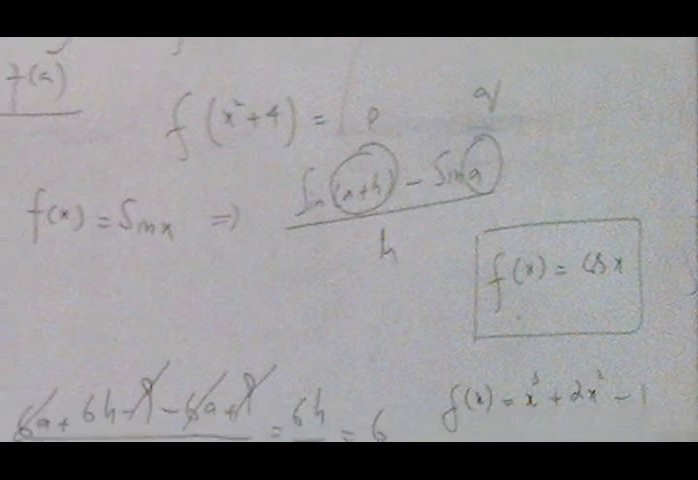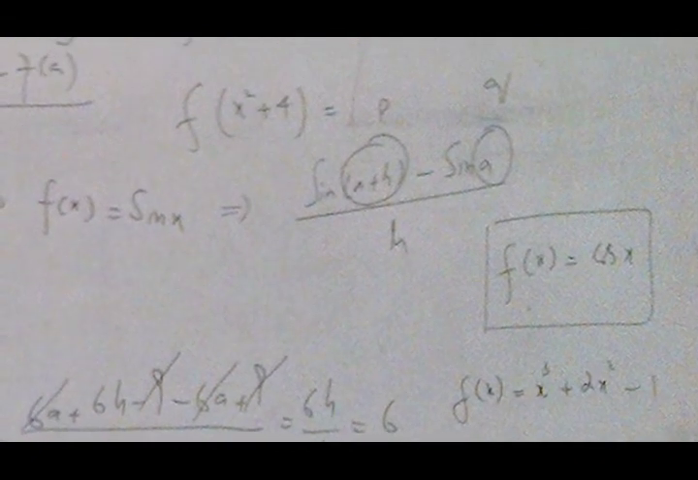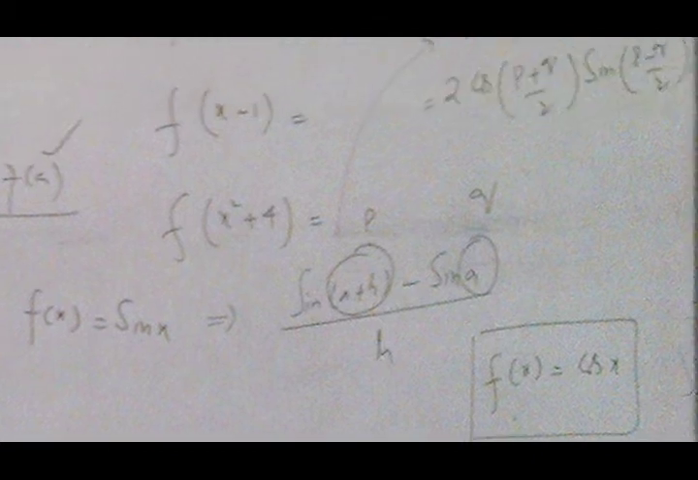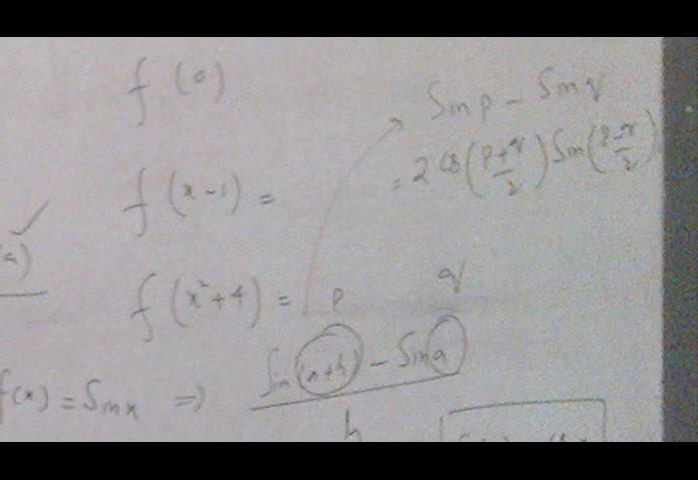Same question for f of x is equal to cos x. We put these values but only replace sin by cos, and the remaining portion is the same. For cos p minus cos q, the formula is minus 2 sin of (p plus q) over 2 and sin of (p minus q) over 2. In the first angle it is p plus q and in the second angle p minus q.